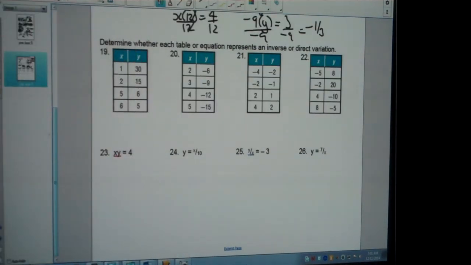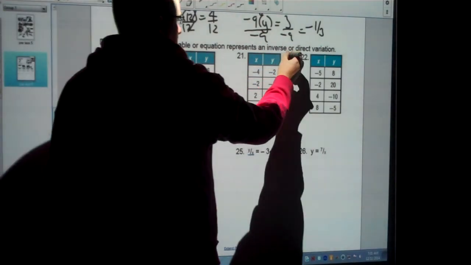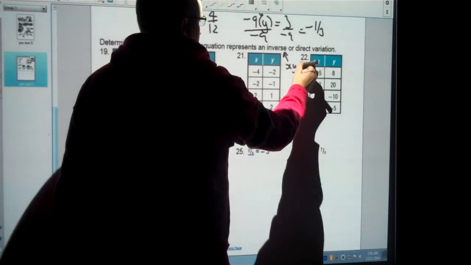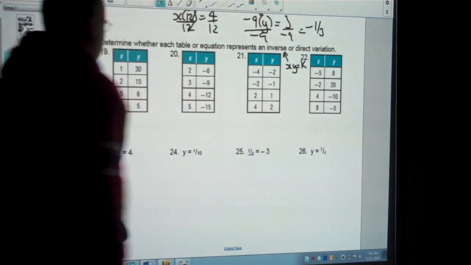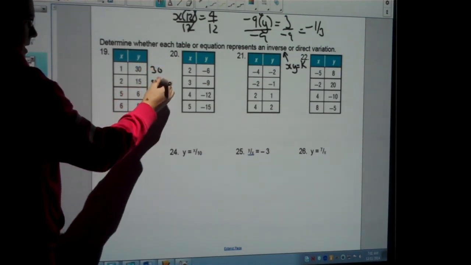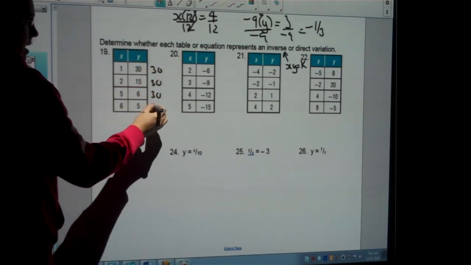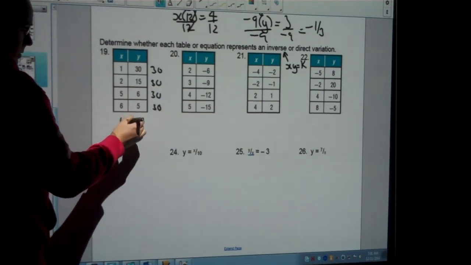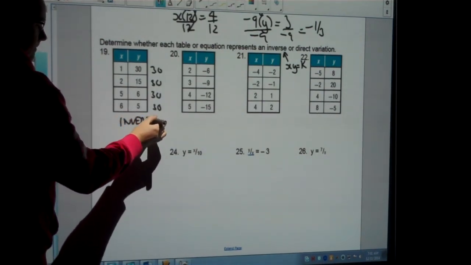Now to find if something is direct or inverse, really we just need to know the connection between them. Inverse is the one where you times the 2 together, and you always get the same answer. So sometimes that's the easiest one to find out. 1 times 30 is 30, 2 times 15 is 30, 5 times 6 is 30, and 6 times 5 is 30. So this one's definitely inverse.